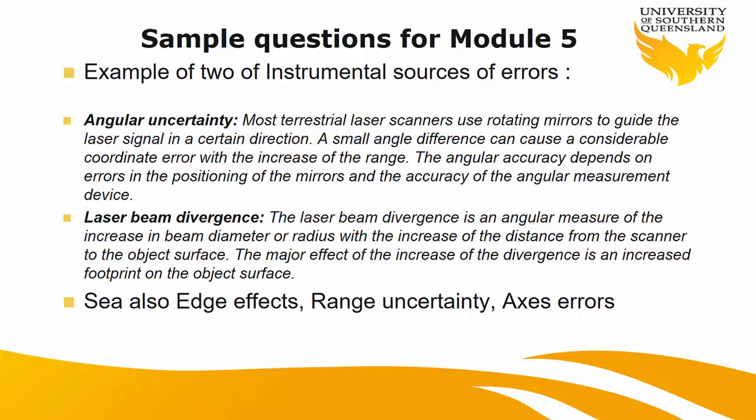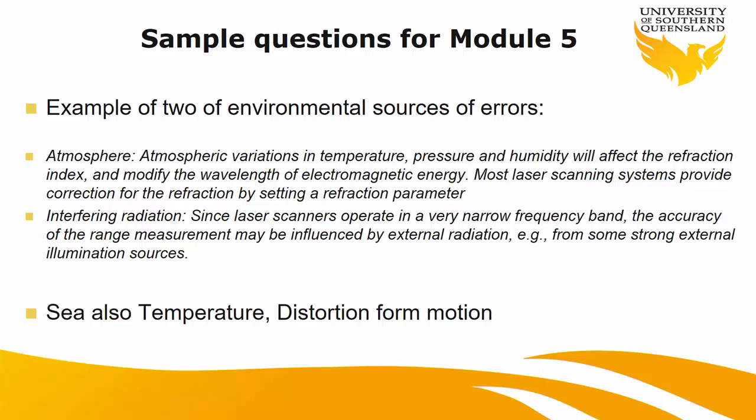So one of them, let's see whether we can say instrumental source of error. What source of error can you have? Laser beam divergence is very common. Angular uncertainty, again, it can't really measure the angle precisely. It can be due to the rotating mirror. It's not really measuring well, or there is some uncertainty with measuring that. For environmental, it can be atmospheric effects. It's similar to what you've got even in total station, am I right? Like temperature and pressure, they all affect your measurement. And it can be interfering radiation, so something is influencing your radiated signal or pulse.